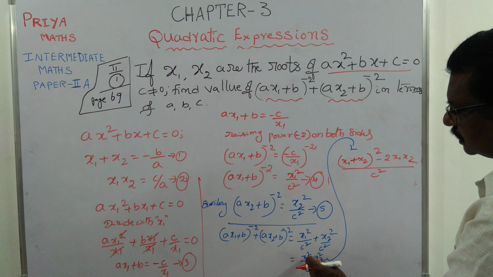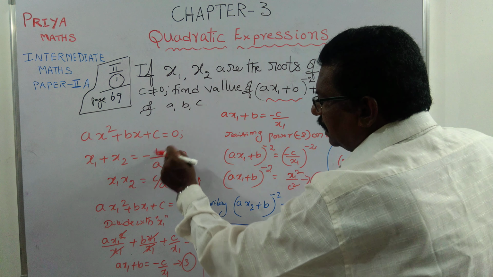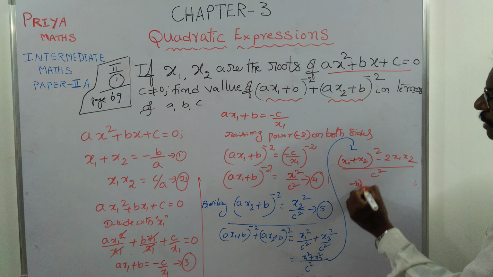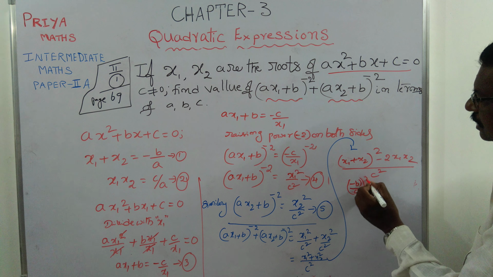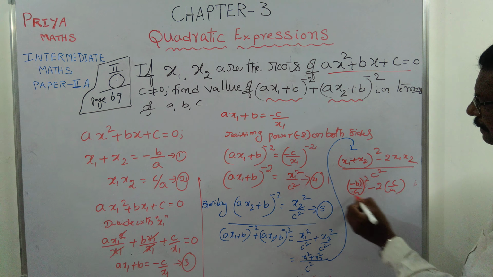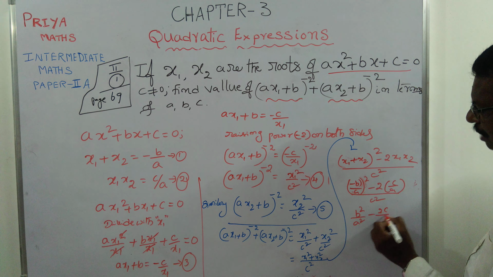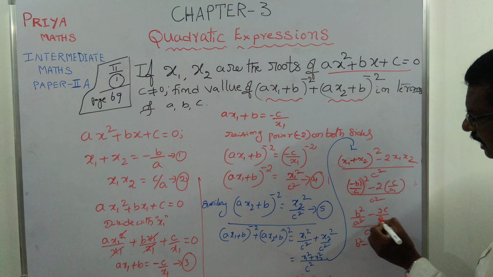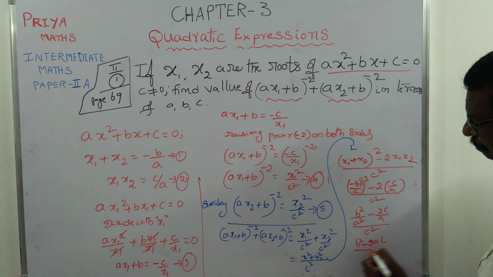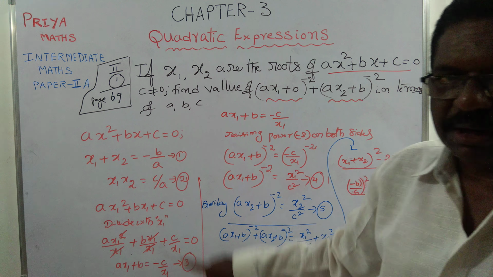You know x1 plus x2. What is this? Minus b by a. So (minus b by a) whole square minus 2 into c by a, all over c square. Simplification: b square by a square minus 2c by a, by c square. Take the LCM here: b square minus 2ac by a square c square. This is the value of this expression in terms of a, b, c.